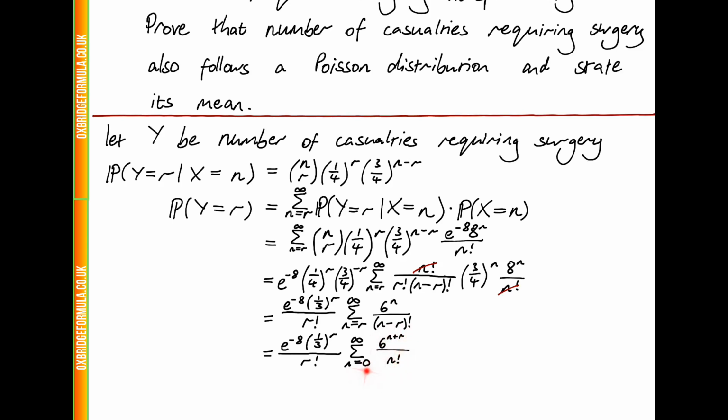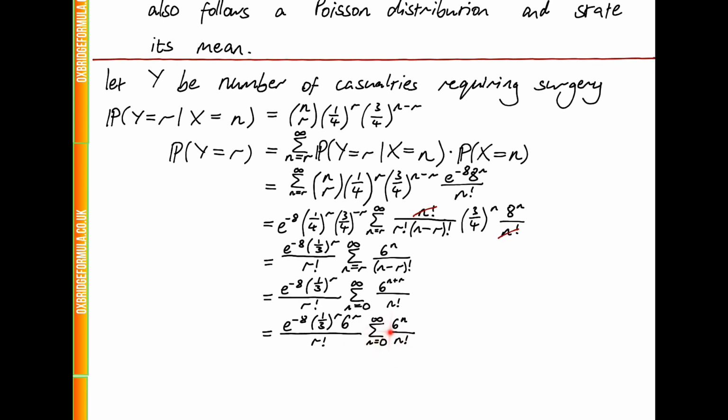And now, because this is just a sum in terms of n, we can bring out that factor of 6 to the r. And we can see that here, the sum from n equals 0 to infinity of 6 to the n over n factorial, this we should recognise. And this is actually very helpful, as it will give us an exponential term, and this will be equal to e to the power of 6. And also this 1/3 to the r here and 6 to the r here, we can group together to be just 2 to the r, because 1/3 times 6 is 2. And e to the 6 multiplied by e to the minus 8 will be e to the minus 2. So we'll be left with e to the minus 2 times 2 to the r over r factorial.